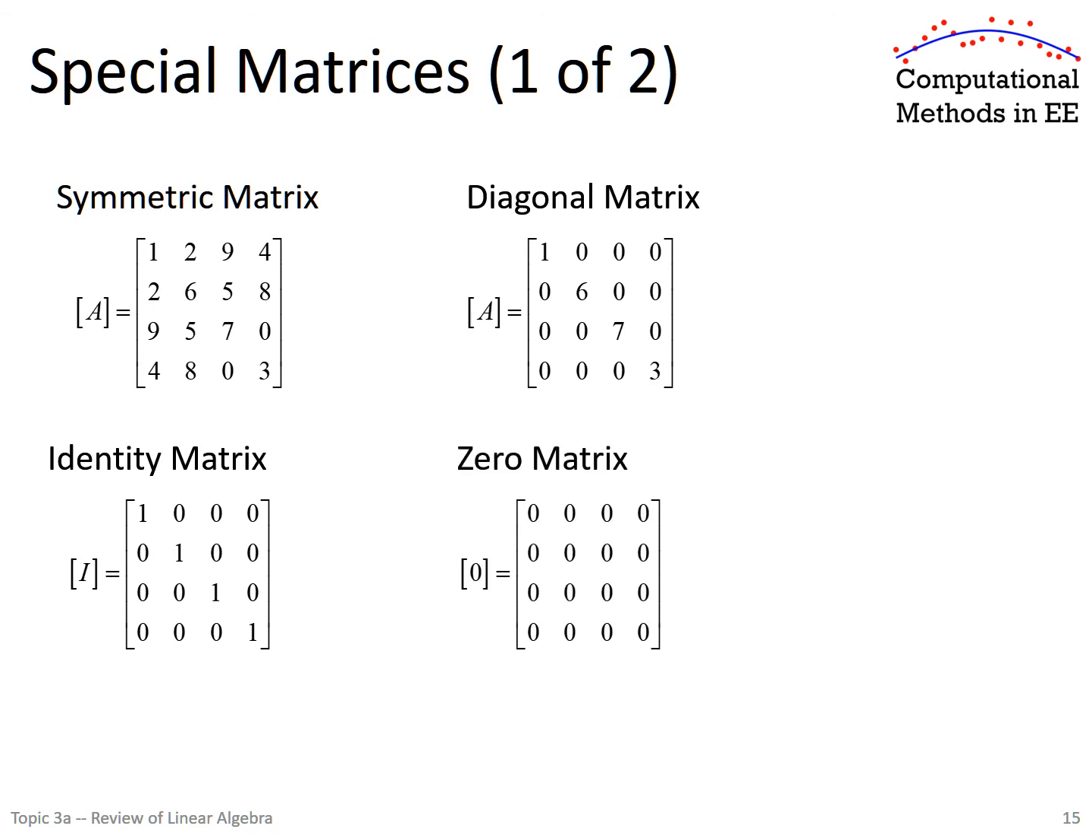Well, it makes sense if we have something equivalent to the number 1, a 0 matrix is the equivalent to 0. If we multiply any matrix by the 0 matrix, we get the 0 matrix.